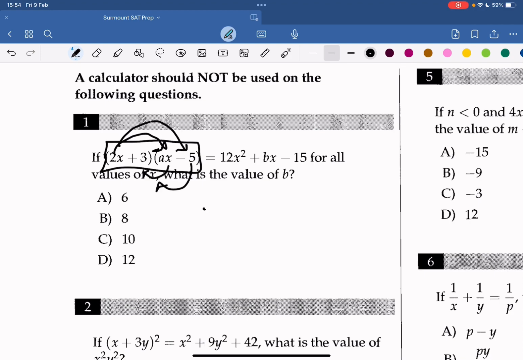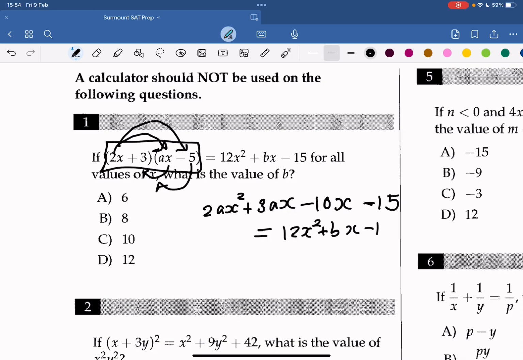So we'll get 2ax squared plus, and then we can do this side, 3ax, and then negative 10x, and negative 15. And that will be equal to 12x squared plus bx minus 15. And now what we can do is, okay, so I forgot an a here. And then now we can group these to be more simplified.